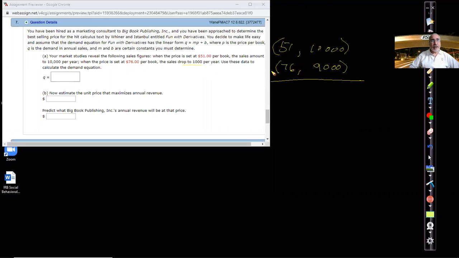What I like to do is just subtract the X and Y's. So 51 minus 76 will give us 25. Again, that'll be a negative 25. And then 10,000 minus 9,000 gives us 1,000. We take the input value, divided into, this is going to give us our slope. So 10,000 divided by negative 20 is going to be negative 50. So that is our slope.